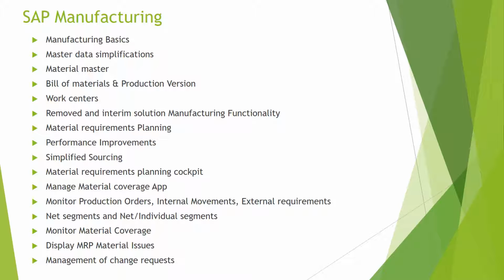With simplified sourcing in SAP S/4HANA, the process of source determination has been simplified significantly. The possible sources of supply have been reduced to the following: production versions, delivery schedules, purchasing contracts, and purchase info records.